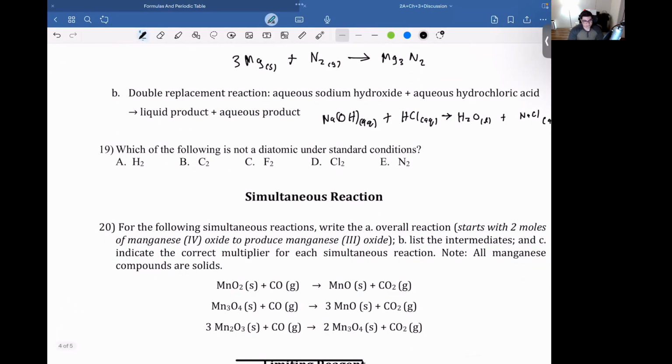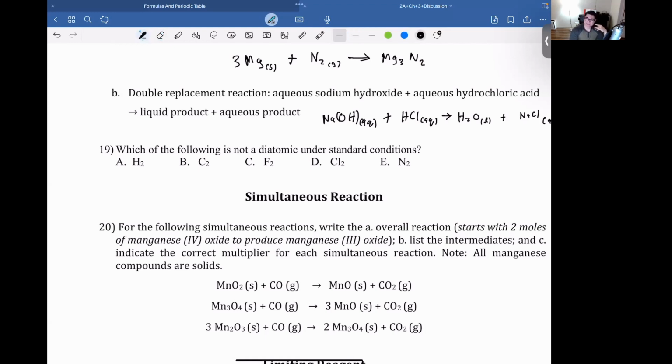19 says, which of the following is not diatomic under standard conditions? H2, C2, F2, Cl2, or N2. In general, all of the halogens are diatomic: F2, Cl2, Br2, I2. Nitrogen and oxygen are diatomic, so N2. Hydrogen is also usually diatomic, so H2. So it's usually the things that are gases, or close to being gases.